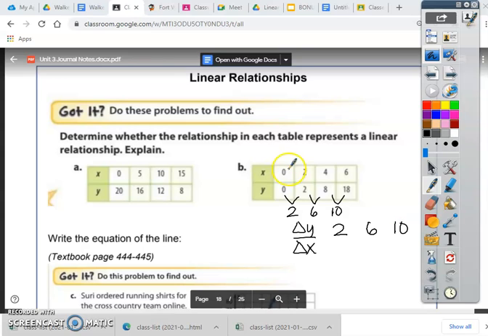Okay, so delta x, 0 to 2 is 2. Okay, so 2 divided by 2 is 1, right? And 6 divided by 2 is 3. So you know what? This is not linear. Therefore, it is not proportional. Okay? Not linear, not proportional. We cannot right now write an equation for this one. We have not learned how to write one for this. Okay? So you don't even have to worry about that this year. You need to know only ones that are linear.